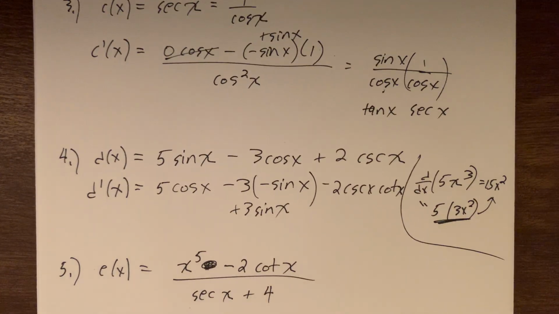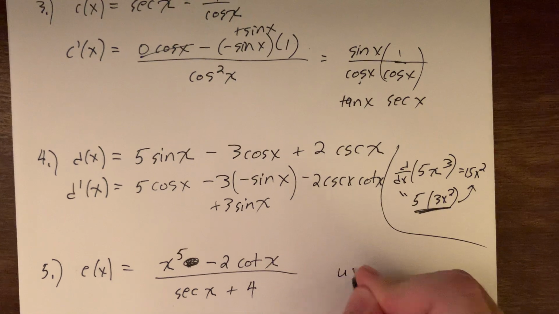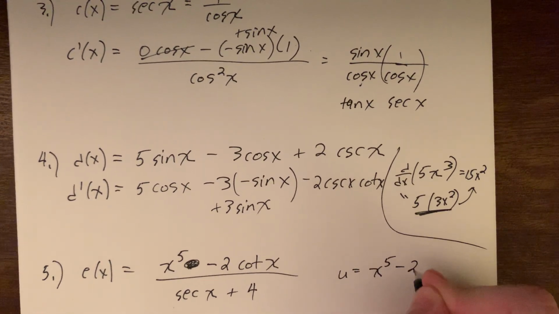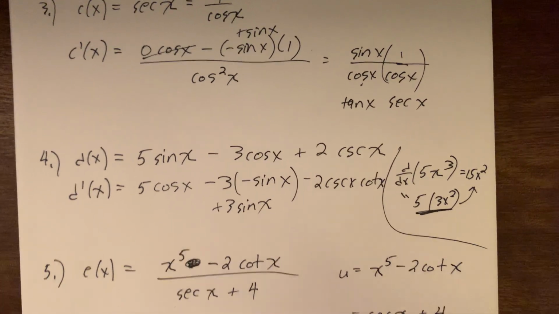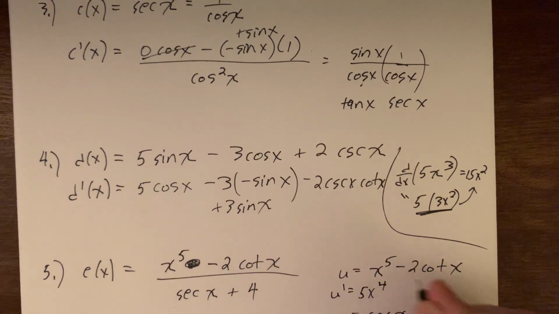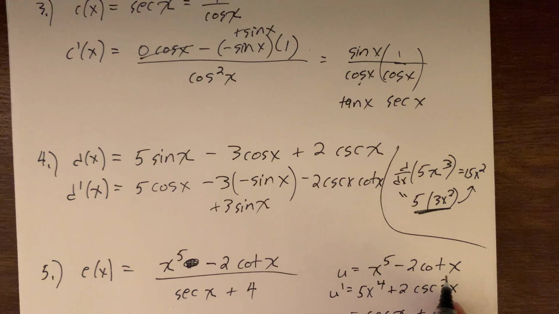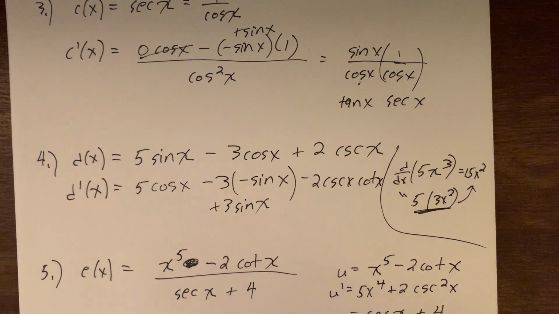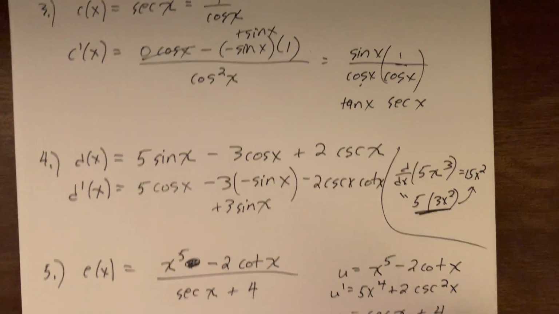But here, there's no simplifying that, right? There's no way we can clean that up with any little quick shortcut. So it's a little bigger and messier. I'm going to write this one out. x to the 5th minus 2 cotangent x over secant x plus 4. So now that's just simple subtraction. u prime is 5x to the 4th plus 2 cosecant squared, just like we saw here. I'm getting an extra negative. The derivative of cotangent is negative cosecant squared. I just already kicked that to the front to make that a plus. And then v prime is secant x tan x plus 0.